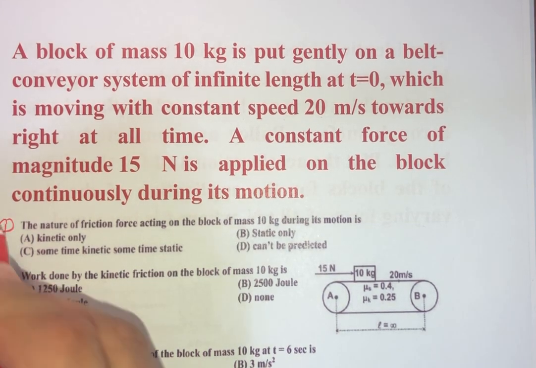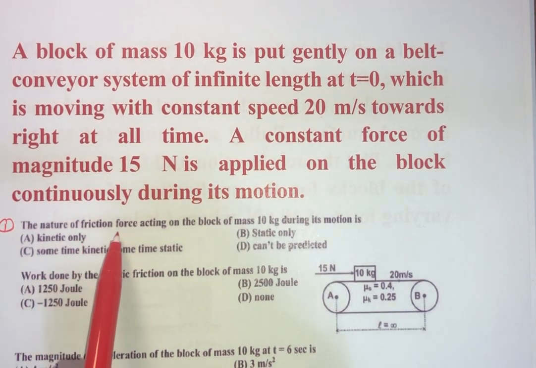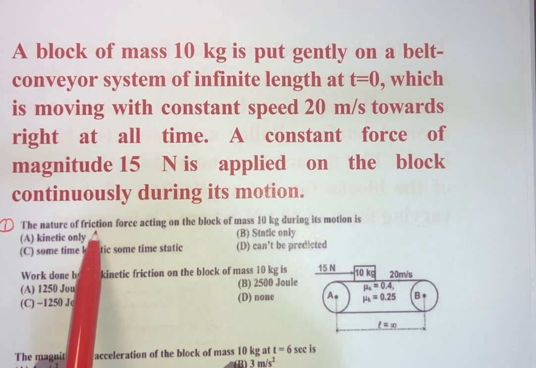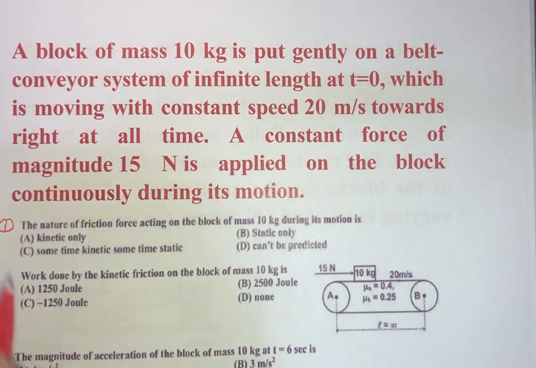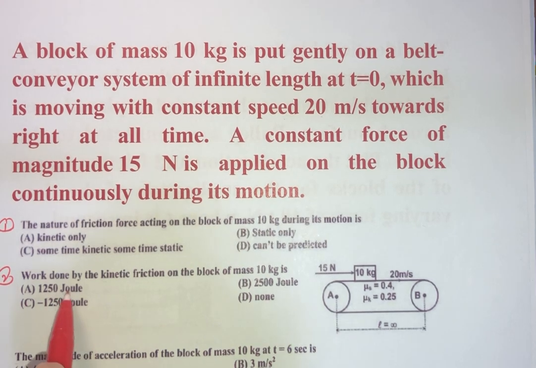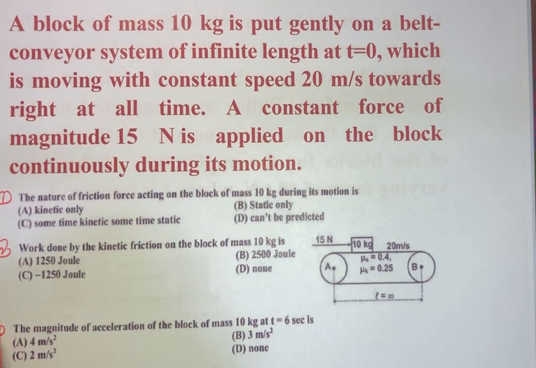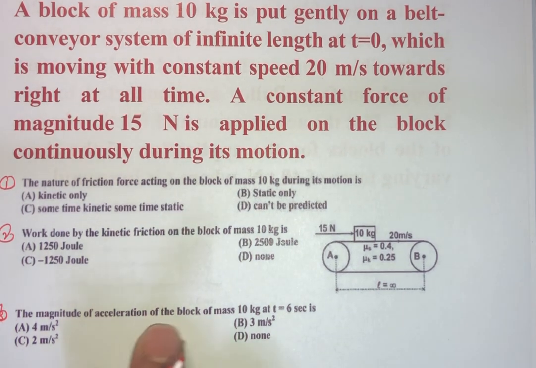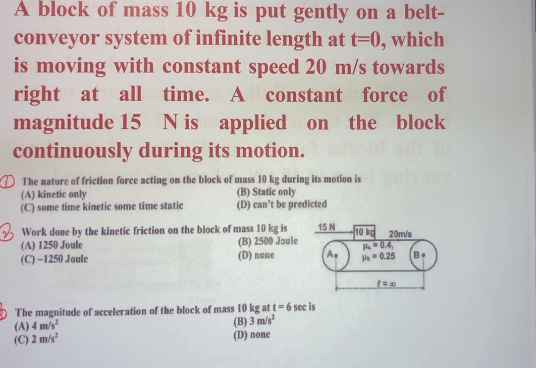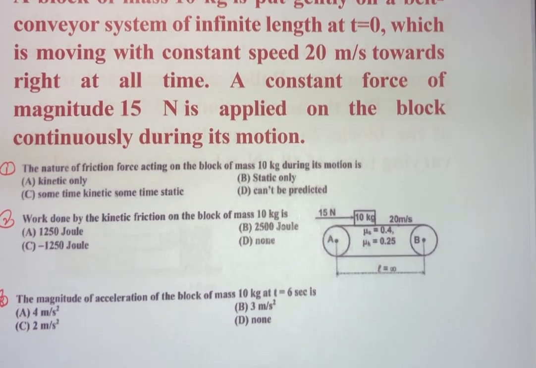In the first part, we have to find out what will be the nature of the friction force acting on the block. In the second case, we are going to find out the work done by the kinetic friction, and in the third part, we are going to find out what will be the magnitude of acceleration of the block of mass 10 kg at t equals 6 seconds. So these are the three questions based on it. So let's consider question number 1.